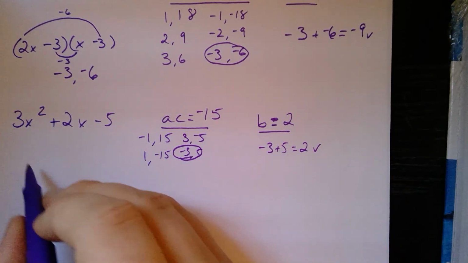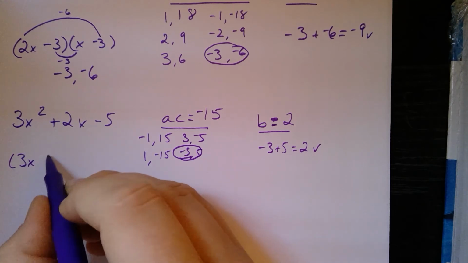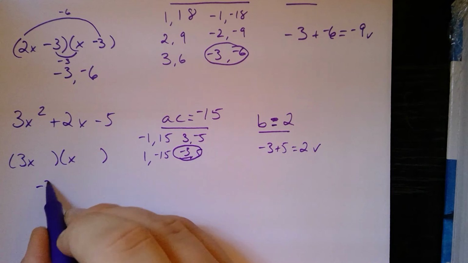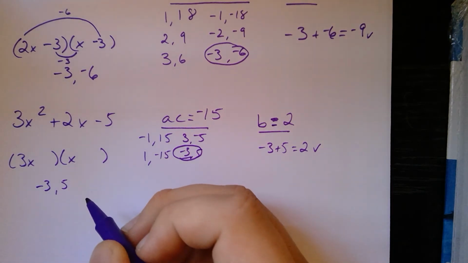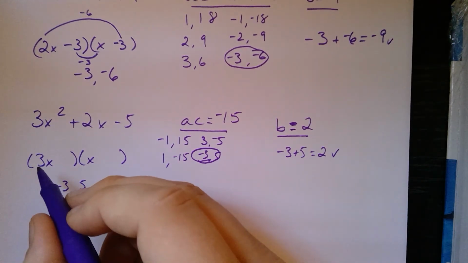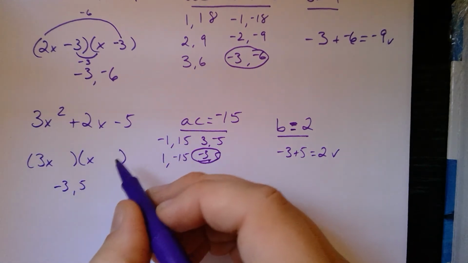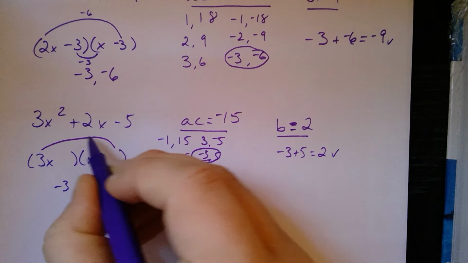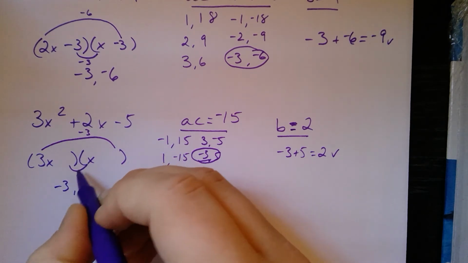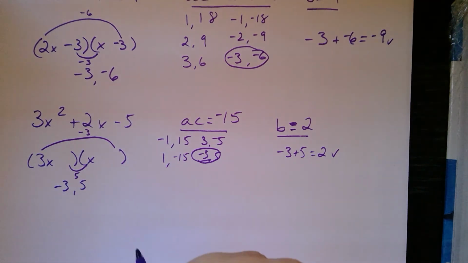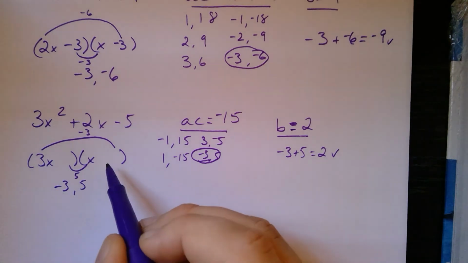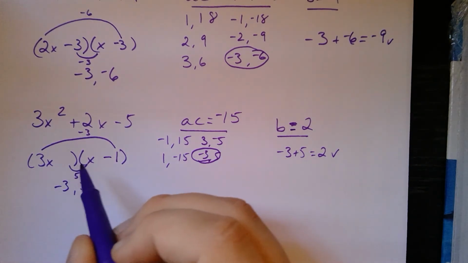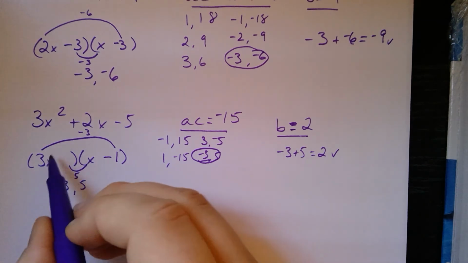All right, so 3x and x. We'll pull down the negative 3 and the positive 5. So if we've got a 3 here, it seems like this 3 and the outer one are going to have to do with the negative 3. So this one's going to make negative 3. This one's going to make positive 5. So 3 times what equals negative 3? Negative 1. And then 1 times what equals 5? Positive 5.